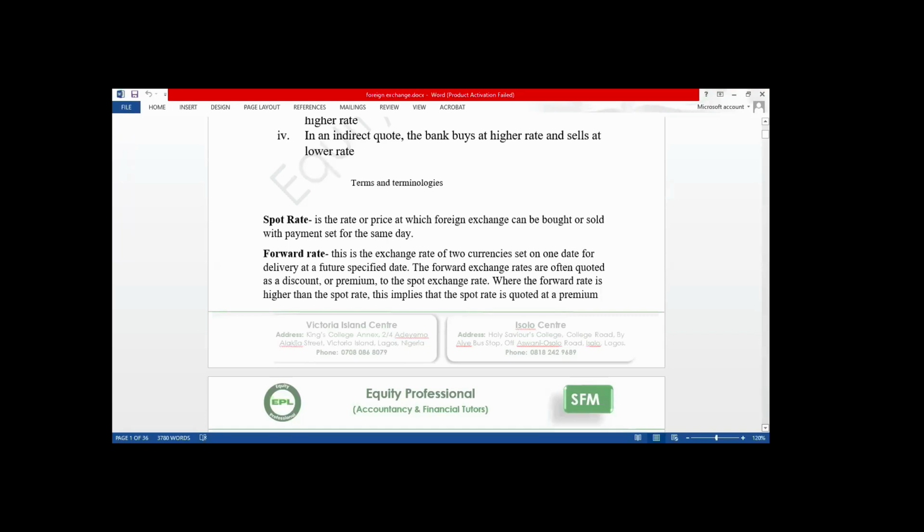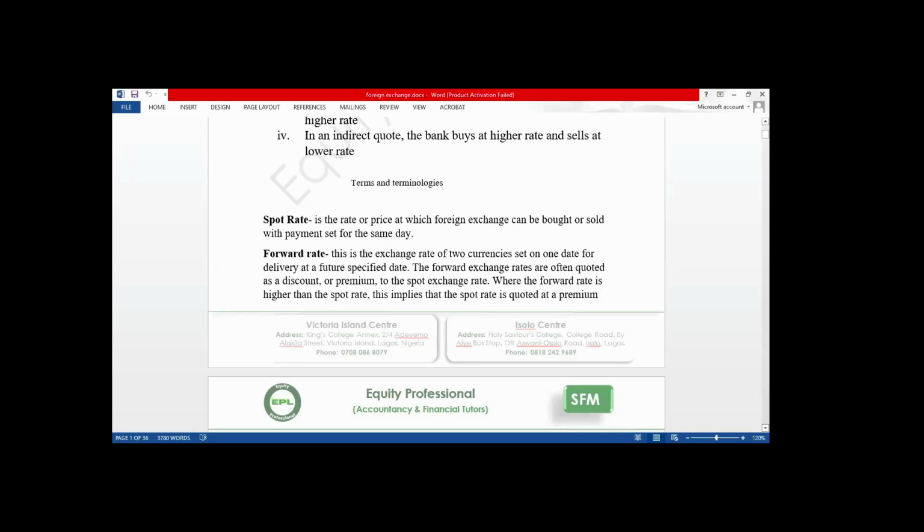This forward rate can be quoted at a discount or at a premium to the spot rate. The forward exchange rates are often quoted at a discount or at a premium to the spot exchange rate.